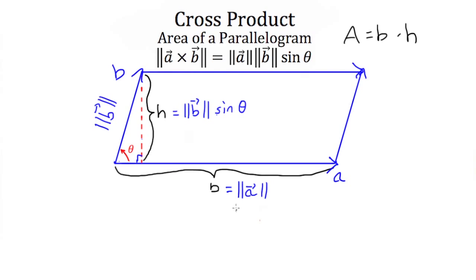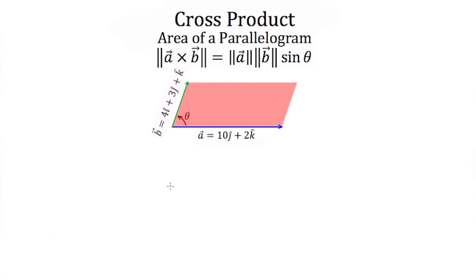If I plug this in for the base and this in for the height, I end up with this equation here: the magnitude of vector A times the magnitude of vector B times the sine of the angle in between them. Now, if I knew the components of vector B and vector A, I could just take the cross product of them, and I would end up with the area of my parallelogram, because the magnitude of their cross product is equal to the magnitude of vector A times the magnitude of vector B times the sine of theta. So I take the cross product, and then I take the magnitude of that cross product, and I have the area.